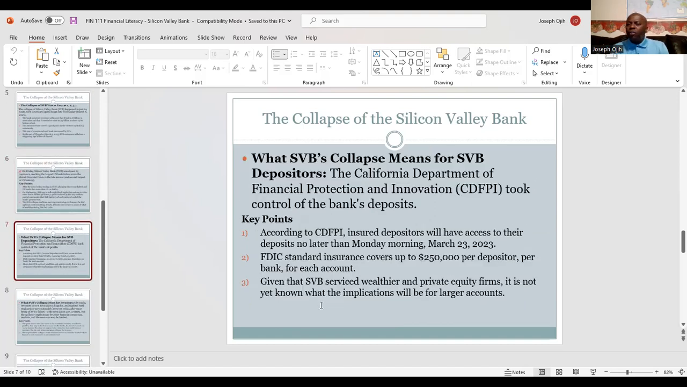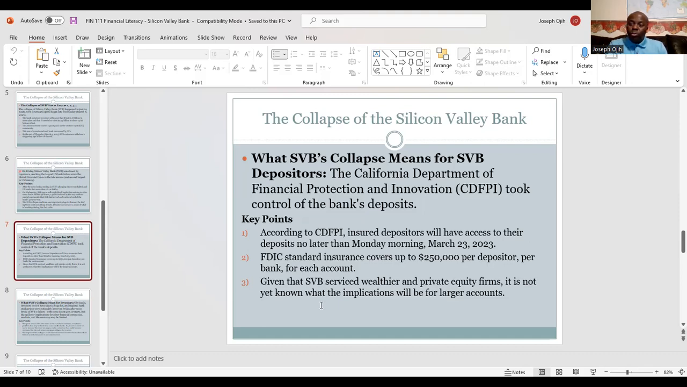So what does this collapse mean for depositors? Well, according to the California Department of Financial Protection and Innovation, who took control of the bank's deposits to cut the losses, insured depositors will have access to their money by Monday, March 2023. But remember, in America, the Federal Deposit Insurance Corporation can insure customer deposits up to $250,000.